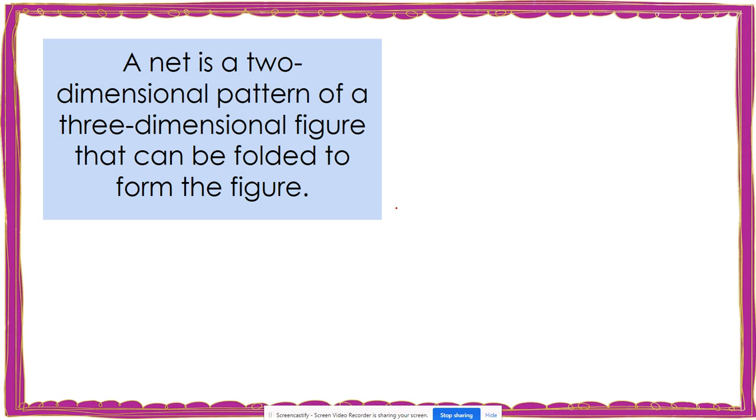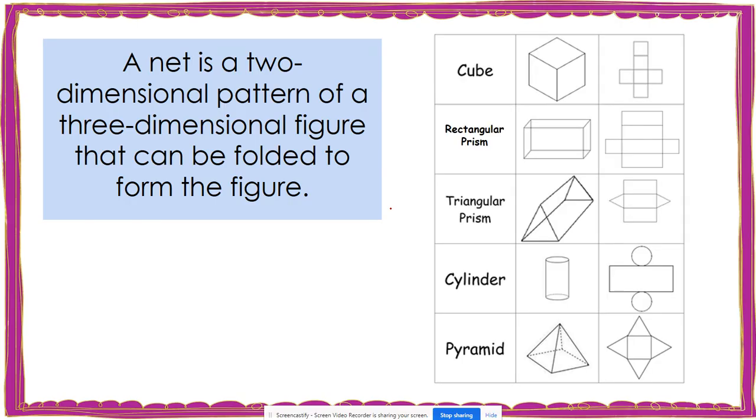A net is a two-dimensional pattern of a three-dimensional figure that can be folded to form the figure. Some common nets that we might see are cubes, rectangular prisms, triangular prisms, cylinders, or pyramids. In all of these, you can see the shape and then the net that can be used to create it. For each one of these, if you folded these along the edges, you could create the three-dimensional figure shown.